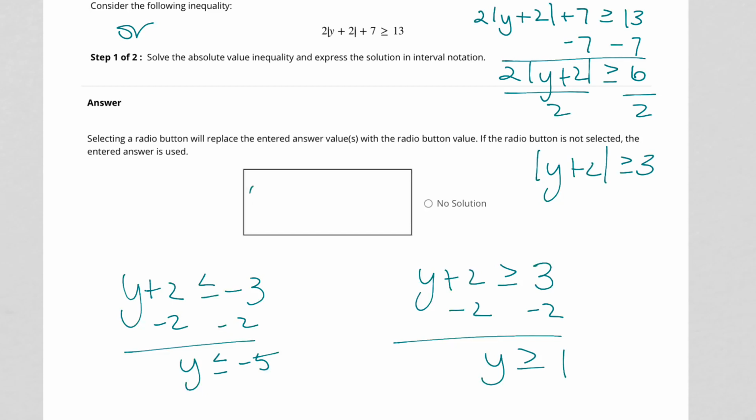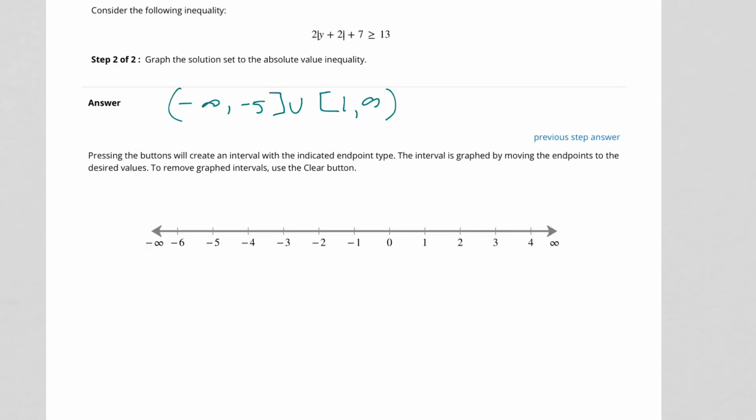Which means we're going to go from negative infinity to negative 5 with a bracket, and union that with a bracket 1 to infinity. Which means I'm going to have a bracket at negative 5 that opens to the left, and I'm going to shade left. A bracket at positive 1 that opens to the right, and I'm going to shade to the right.